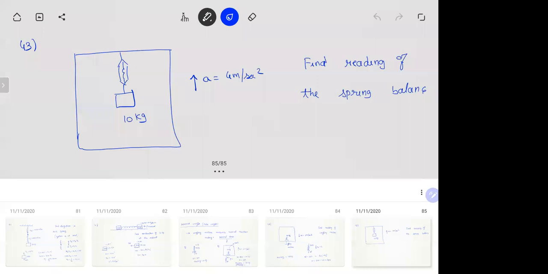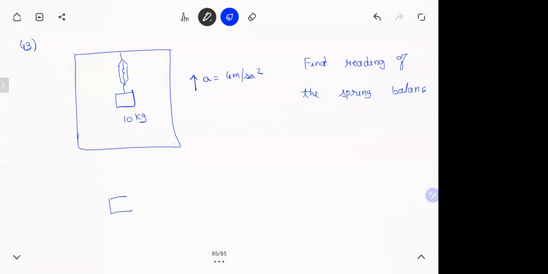What is the answer? Look at this. Draw the FBD of the 10 kg block. The spring force T up, weight 100 down, acceleration 4. So T minus 100 is 10 into 4. So you get 140 newtons. So the reading will be 14 kg. That's it. Clear? So that is about apparent weight.